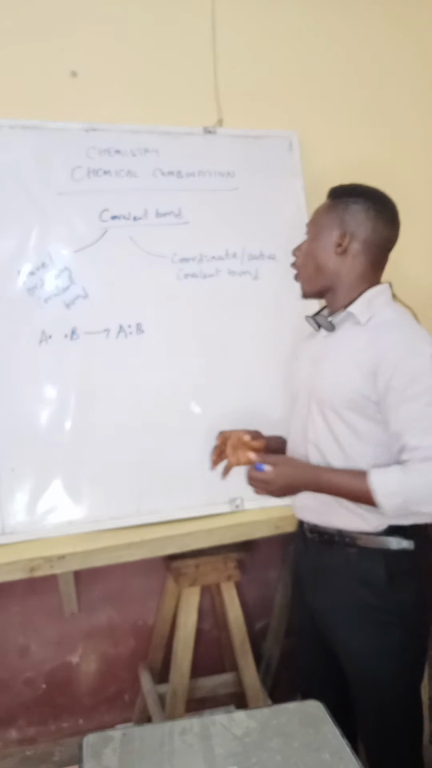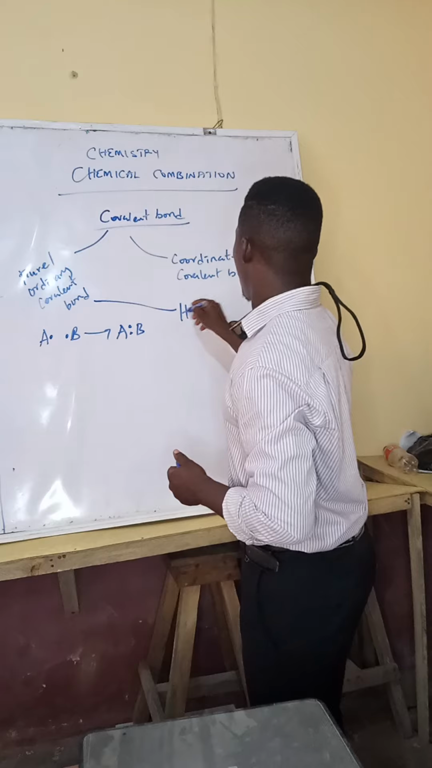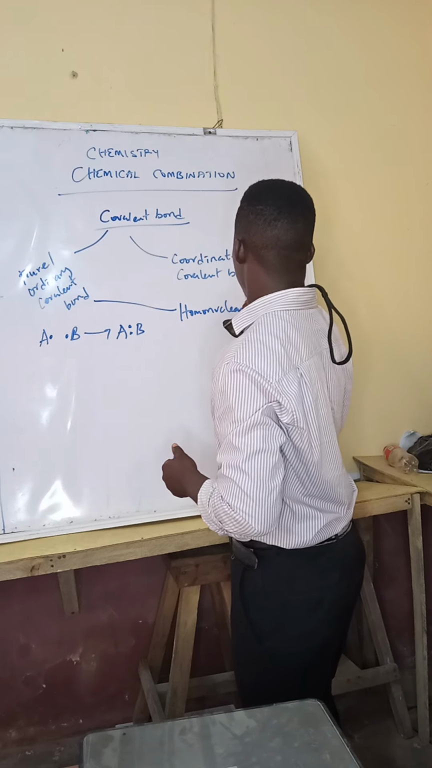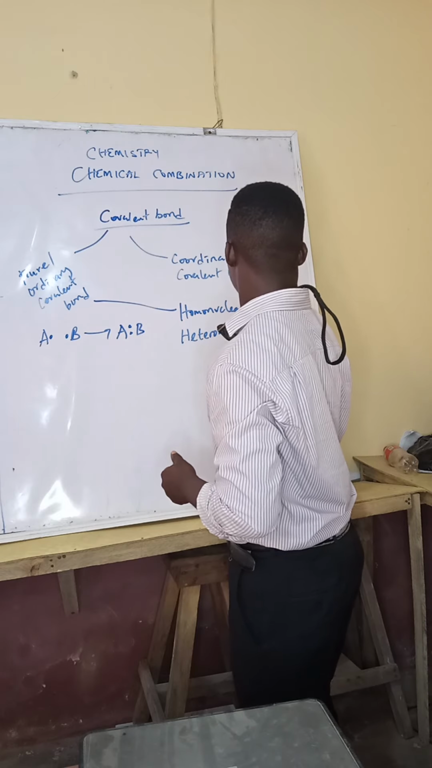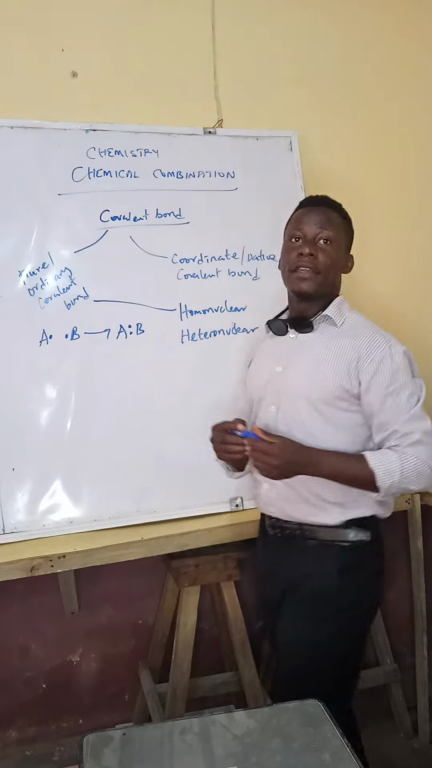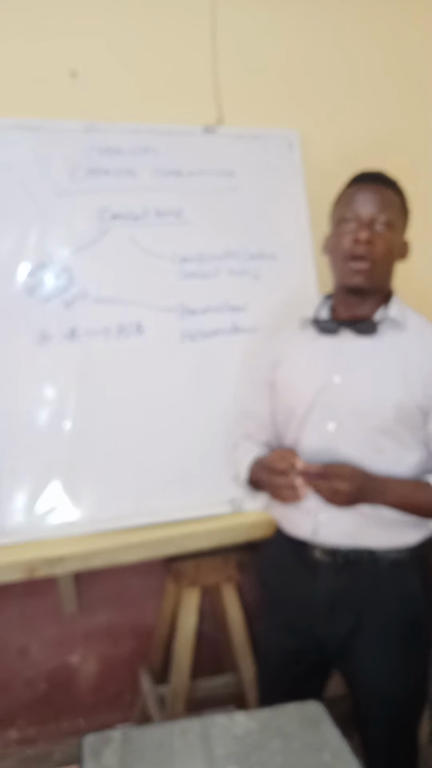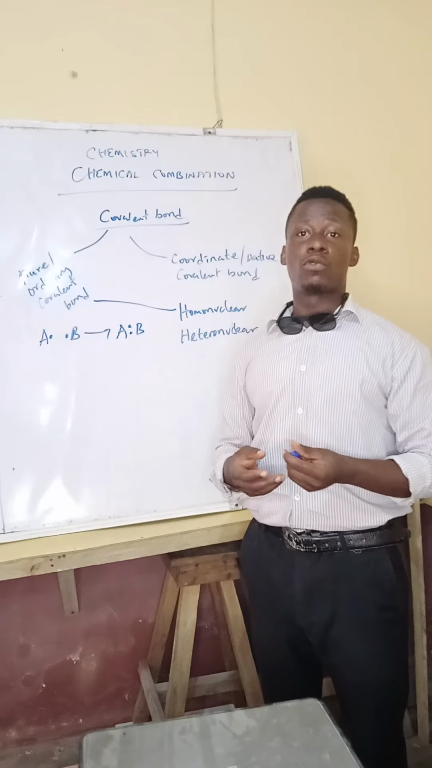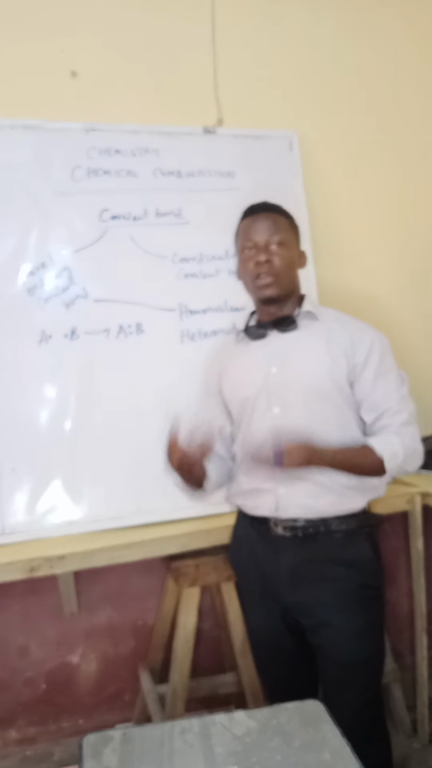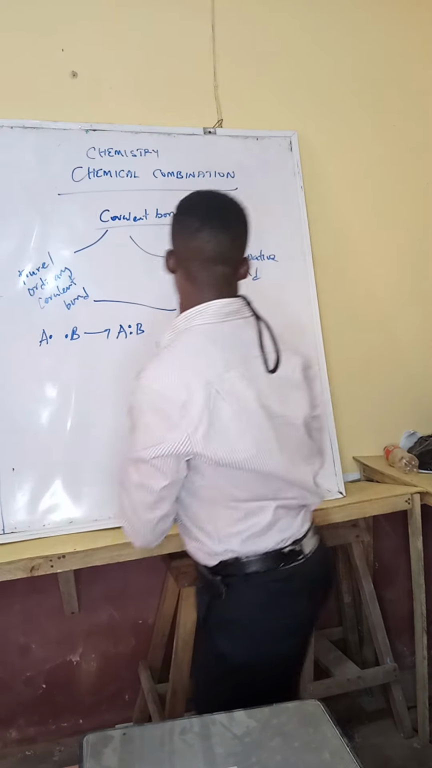However, pure or ordinary covalent bond is also subdivided into two. We have homonuclear and heteronuclear. Now, homonuclear bonding has to do with atoms of the same element. Most especially it occurs with diatomic molecules like hydrogen, oxygen, chlorine, fluorine, nitrogen, etc. This is how the bonds are formed here with the aid of Lewis dot diagram.